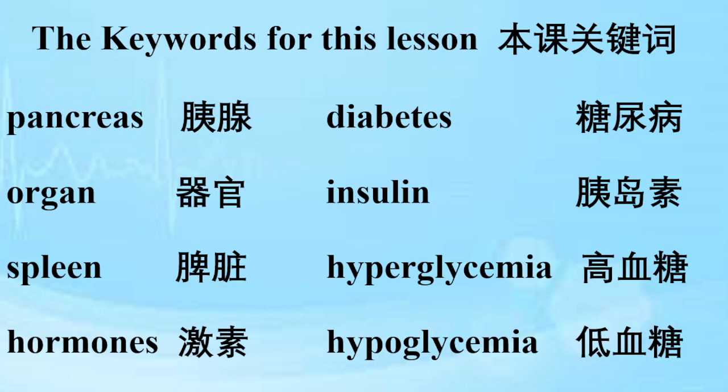The keywords for this lesson are pancreas, organ, spleen, hormones, diabetes, insulin, hyperglycemia, hypoglycemia.